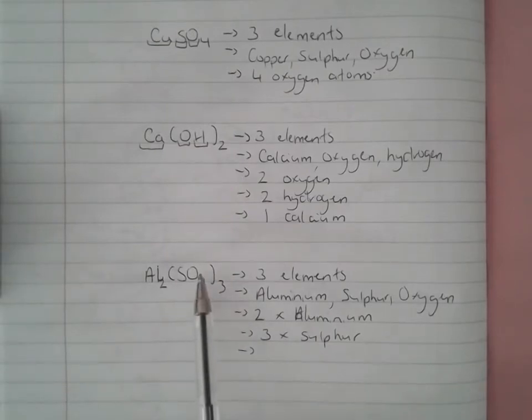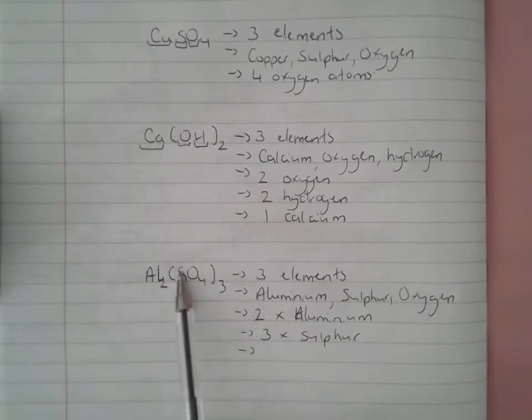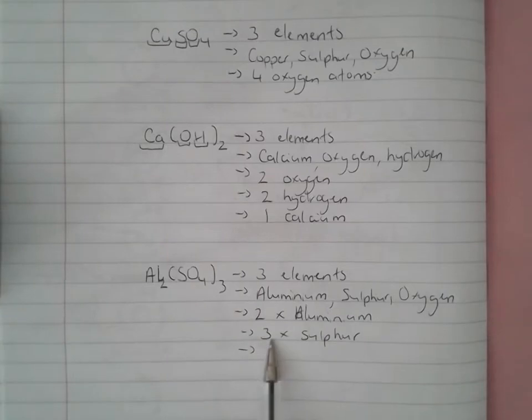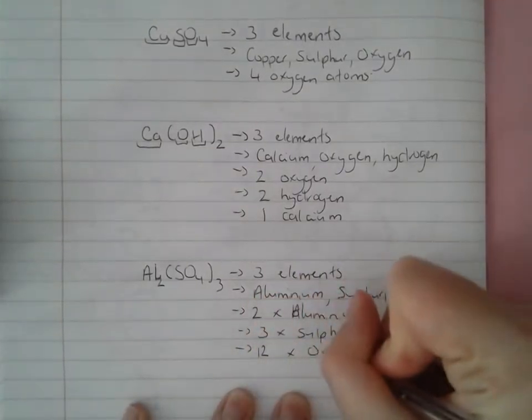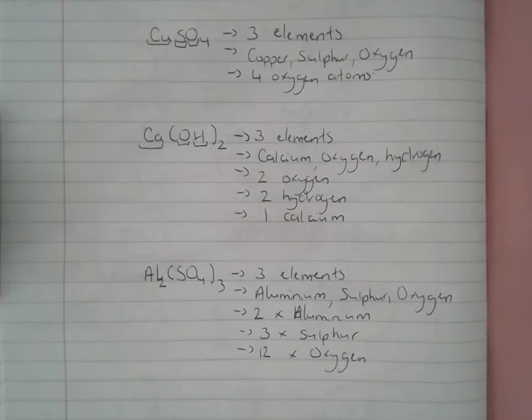So you're always multiplying what's inside the bracket by what's outside the bracket. You only had one sulfur, so it was 1 multiplied by 3 was 3. But you've got 4 oxygens, so now it's 4 multiplied by 3, and that's going to be 12. So you have got 12 oxygens in total.